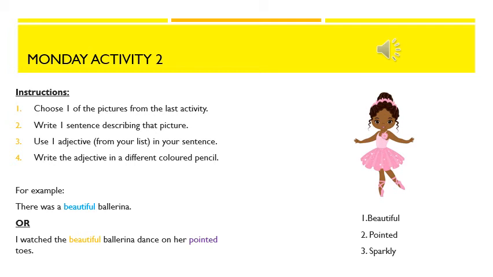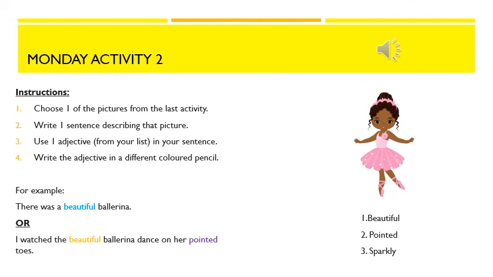When I'm writing my sentence, I have written, there was a beautiful ballerina. I have written beautiful in blue because that is the adjective from my list that I have used to describe the ballerina. You'll also notice that my sentence has an uppercase letter at the start and a full stop at the end. I have also done a second sentence, but you don't have to do that today. You just have to write one.